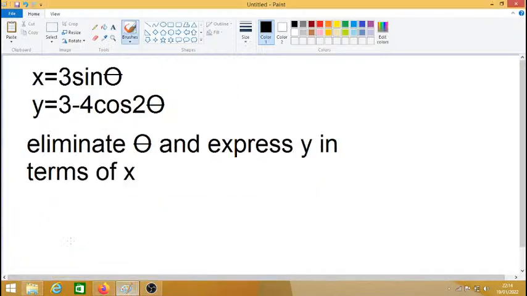Bismillah, let's begin. We are looking at a pair of equations. x equals 3 sine theta, y equals 3 take away 4 cos 2 theta. And our job is to try and eliminate theta so that we end up with an equation for y in terms of x, meaning that we'll just have y equals something in terms of x only and no theta.